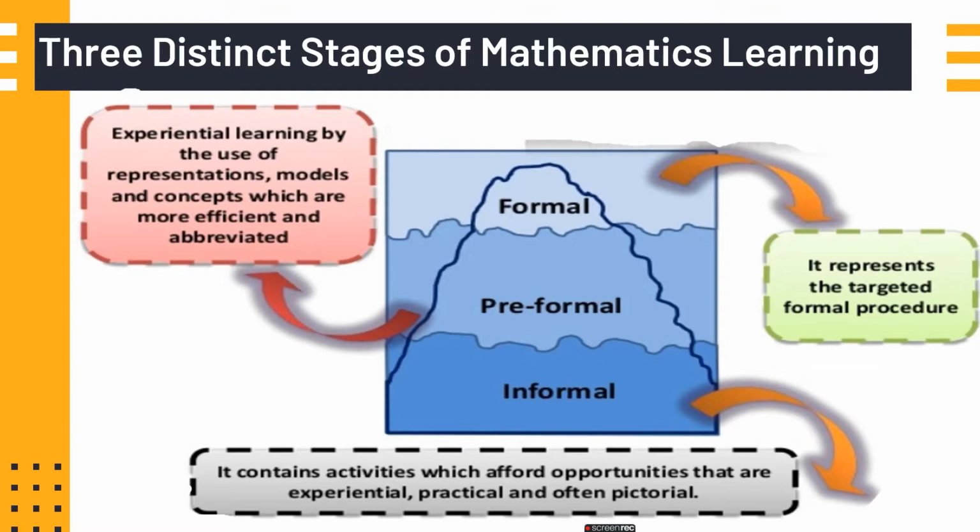Next, we move on to some aspects of maths learning that are particularly relevant in the teaching and learning of mathematics. So, in the teaching and learning of mathematics, there are 3 distinct stages. One is called the informal learning, where it contains activities which afford opportunities that are experiential, practical, pictorial, or concrete. Second, we move on to something called pre-formal, wherein students undergo experiential learning by the use of representations, models, and concepts which are more efficient and abbreviated. Then finally, we reach the formal stage where it represents the targeted formal procedure.